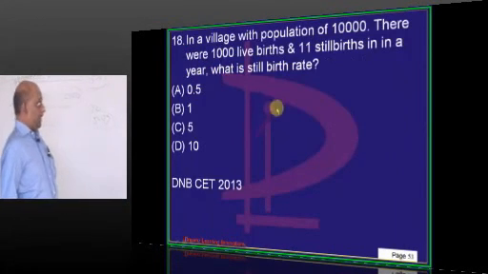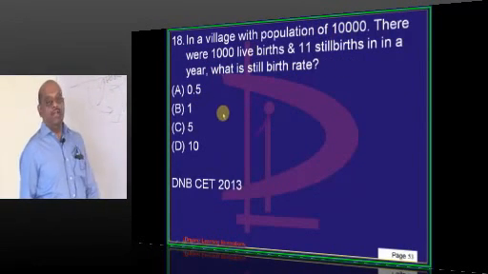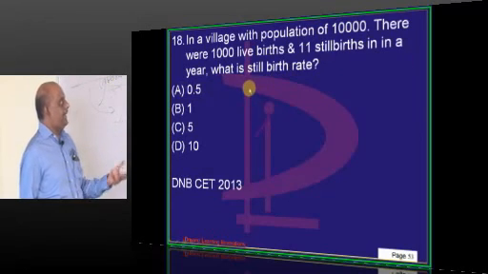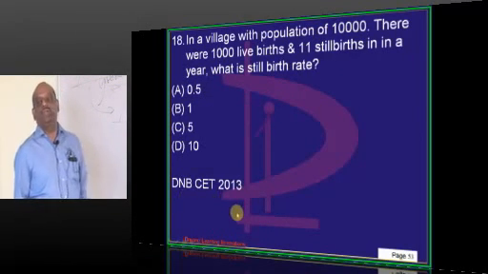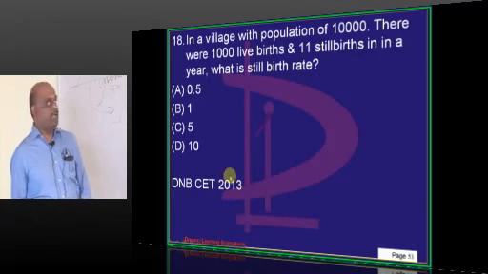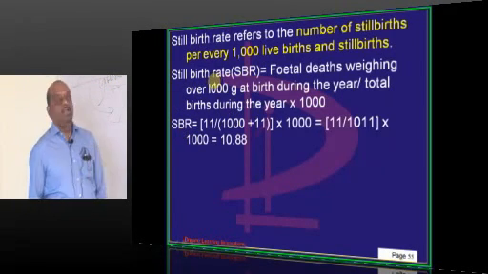In a village with population of 10,000, there were 1000 live births and 11 stillbirths. What is the stillbirth rate? This was a DNB CET 2013 most recent question. So once more you must know the calculation.